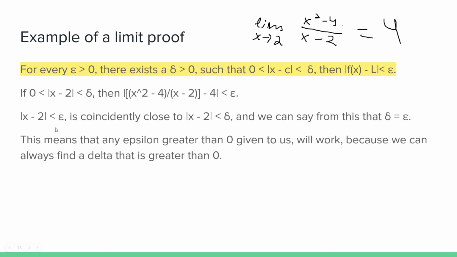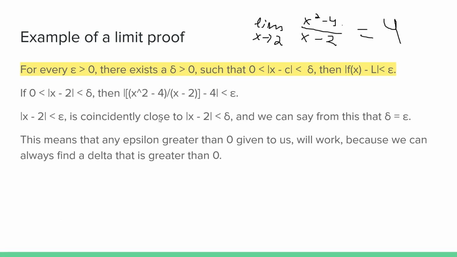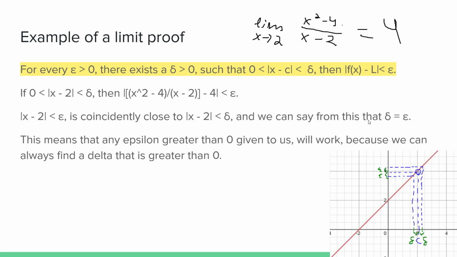Now, the absolute value of x minus 2 less than epsilon is coincidentally close to the absolute value of x minus 2 is less than delta. So we can say from this that delta is equal to epsilon, which means that every epsilon greater than 0 given to us will work, because we will always have a delta value that is greater than 0. And we know this because they're literally the same value, and you can't give us a value that doesn't fit these requirements. So we can prove that way that the limit is 4.